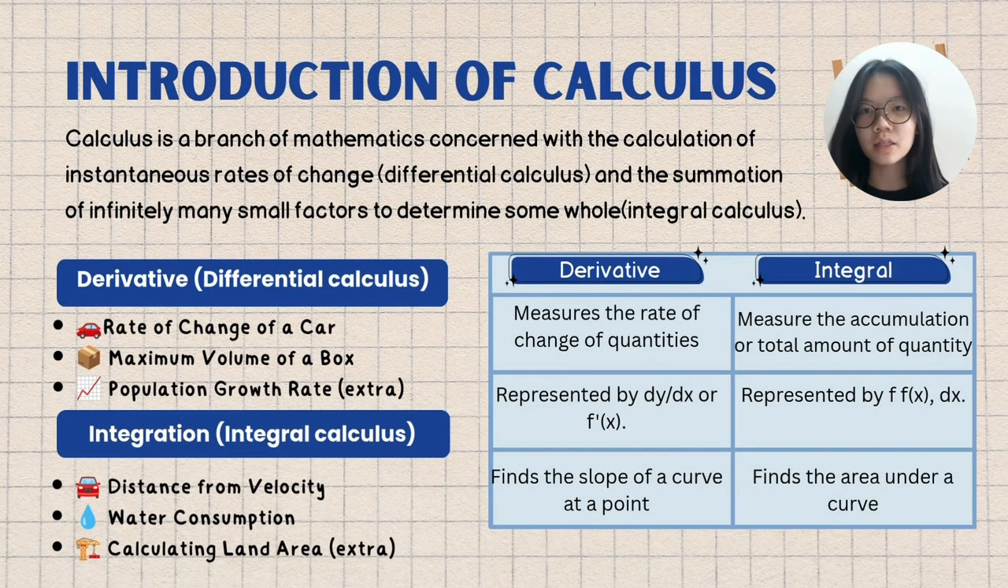On the other hand, an integral measures the total accumulation of a quantity. Instead of looking at how something changed at one moment, integration adds up many small changes over time. It is represented by the integral symbol. For example, if we know the velocity of a car, integration allows us to calculate the total distance traveled. It can also calculate the total amount of water consumed over a period of time.